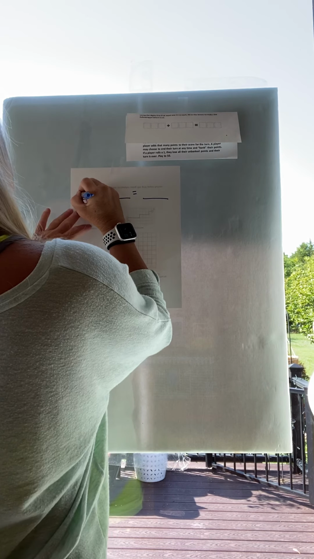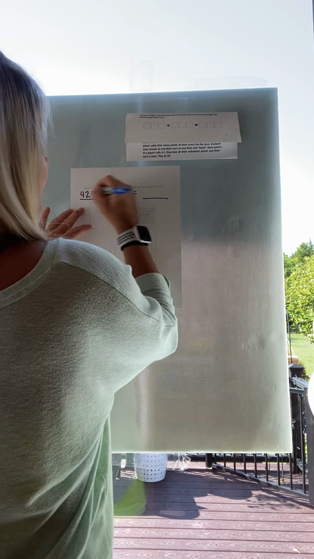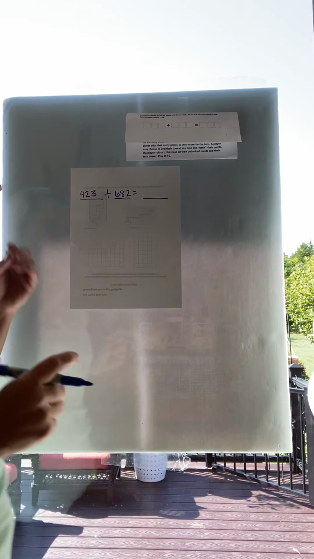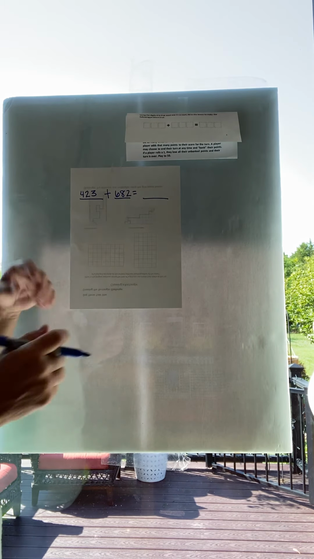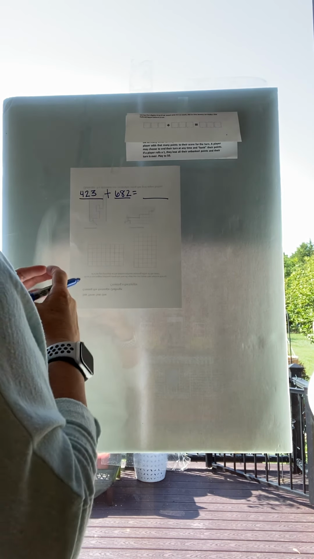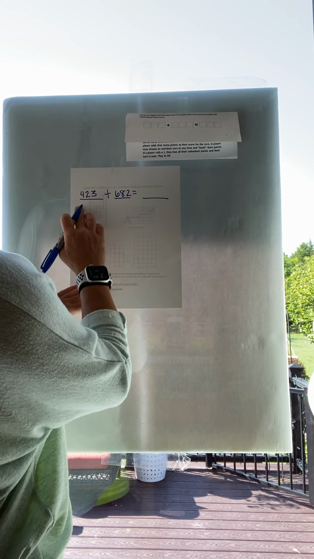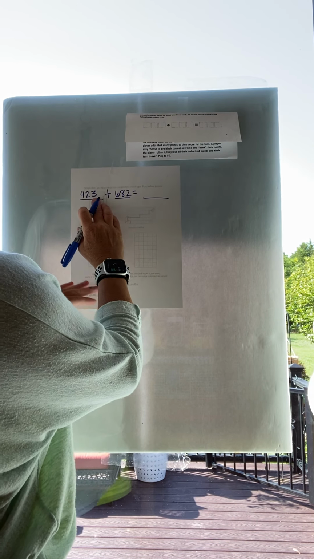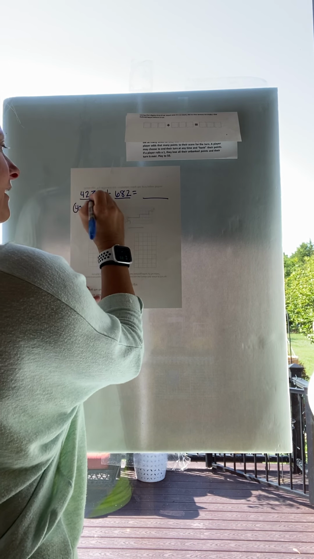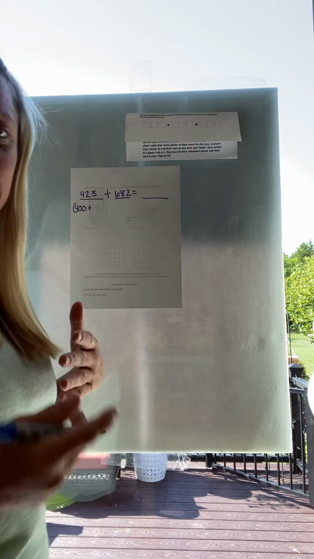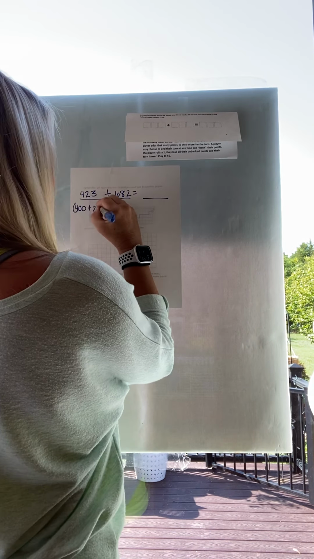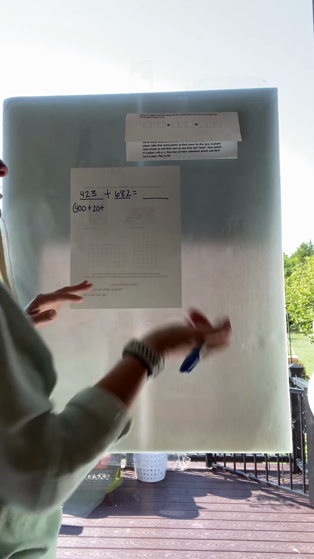Let's do 423 plus 682. So if I wanted to solve this, I can break these numbers apart by making them into hundreds, tens, and ones. So I know that the value of this 4 is really 400. And I know the value of this 2 is in the tens place, so it's really worth 2 tens, which is 10, 20. And I know that this 3 is just worth a 3.